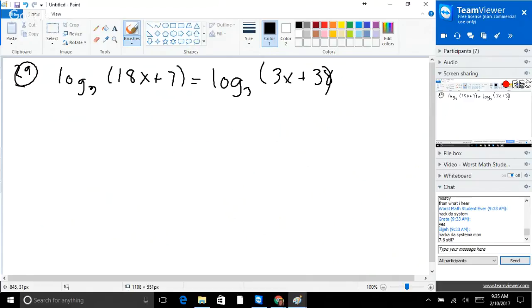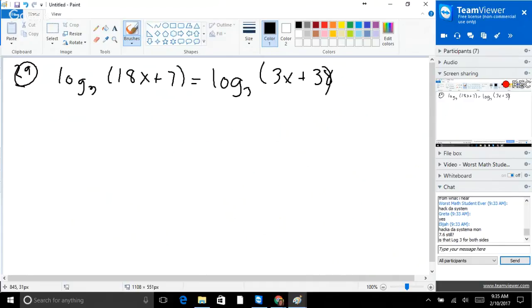So this actually goes back to the first problem we did in 7.6, where I said if you can get the bases the same, then you can set the exponents equal to each other. Well, this one is if you can get the logarithms the same, then you can set the logarithms equal to each other. So do I have two logarithms that are the same? Yeah, it's log base 3 for both sides.